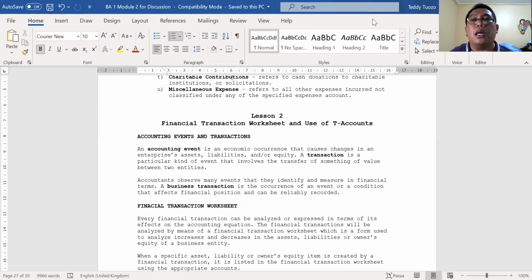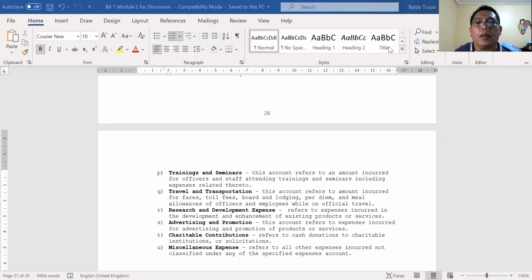That's it for the expense accounts. I will stop my discussion here under expenses. It was already a lengthy discussion, and if I continue with another topic for lesson 2, module 2, maybe you will have difficulty understanding everything. Especially since the next topic will deal with the debit, credit, or the financial transaction worksheet.